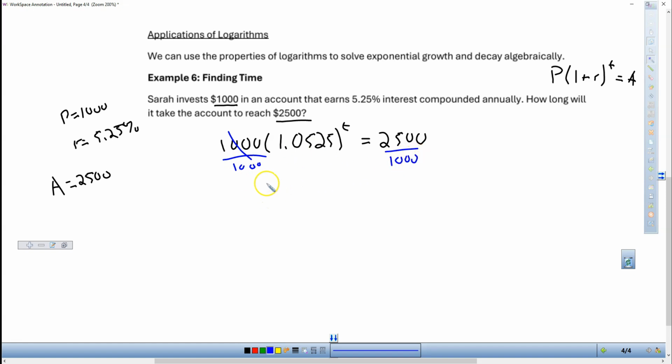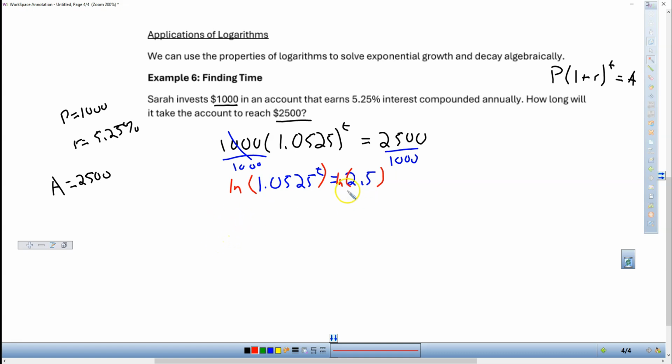And so with that out of the way, I can then simplify this to 1.0525 to the power of t is then set equal to 2.5. Now I have an expression where the logarithms can come in handy. And because we want to evaluate this, let's go ahead and just use the natural log to simplify both of these. So what I'm going to do is take the natural log of both sides.